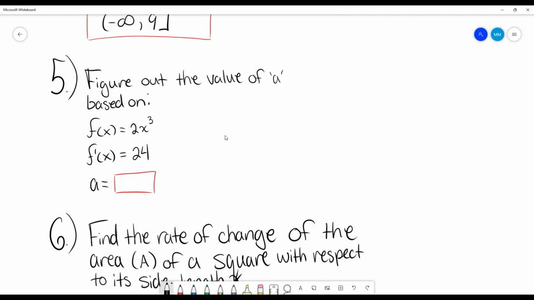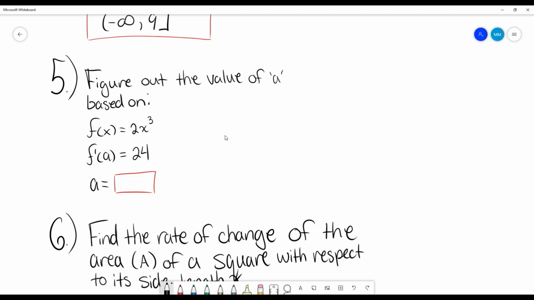Let's try number 5 now. So we want to figure out whatever this value a is. Wait a second, there is no a. Hold on. I think that's supposed to be a. Sorry. So we want to figure out whatever this value a is, given that f of x equals 2x to the 3rd, and f prime of a equals 24.